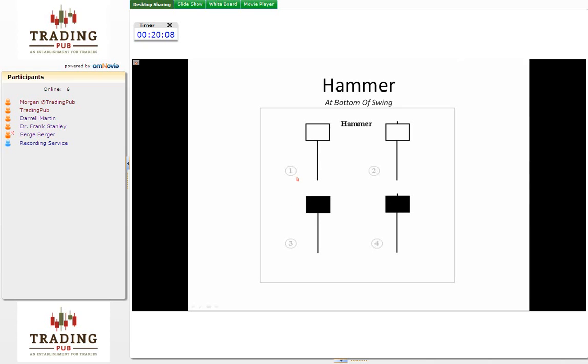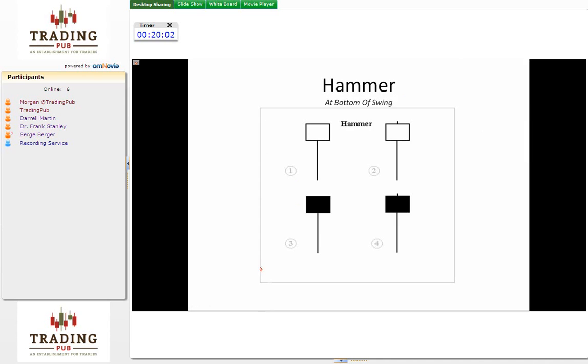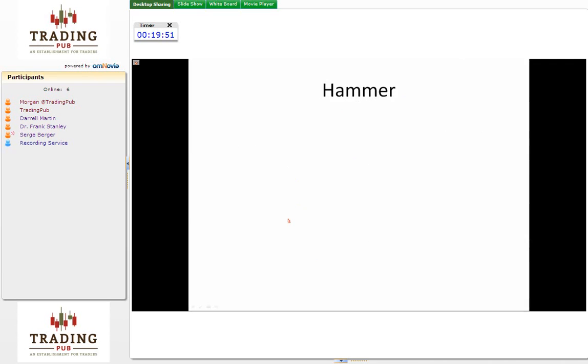Okay, so here they are, the three high probability formations that I really focus on. First one's a shooting star. We'll look at those in order. Then the hammer, and then the outside days or engulfing candles. And again, I use all of these in conjunction with these confluence zones.